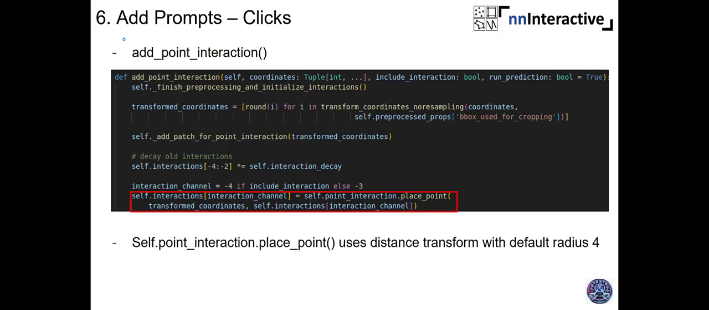This function first transforms the point coordinates to the non-zero crop regions, and then the place point function is used to place the point in the interaction channel corresponding to the click. And place point uses the distance transform with a default radius of 4 to place the points.